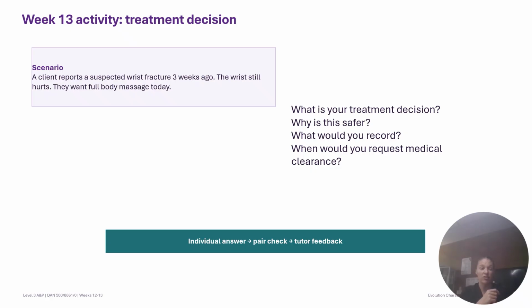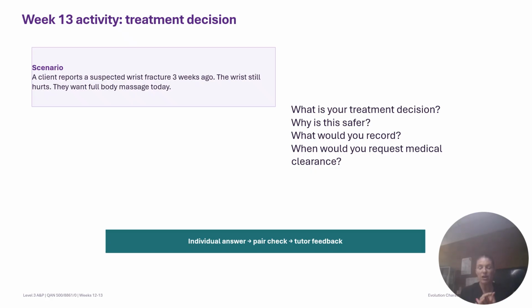Very light pressure, because again, the injury can come from the shoulders where everything is compensating. Remember, the body works together as a team. So when one thing goes wrong, the rest of the body is trying to compensate to make it better. Why is this safer? Number one, it's protecting you and your business from any insurance claims, being sued.